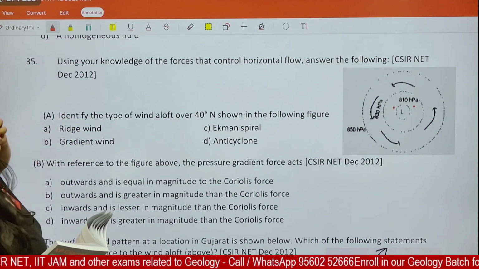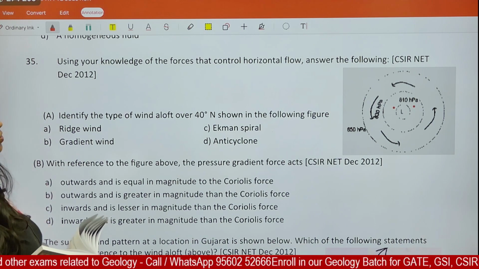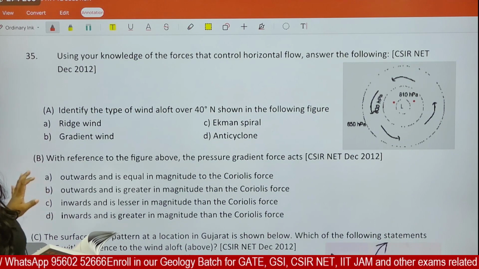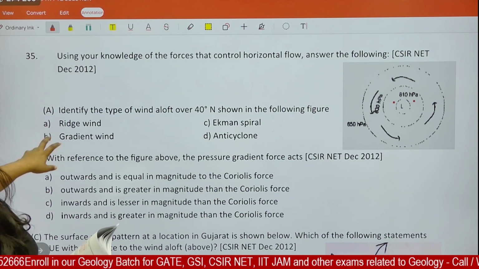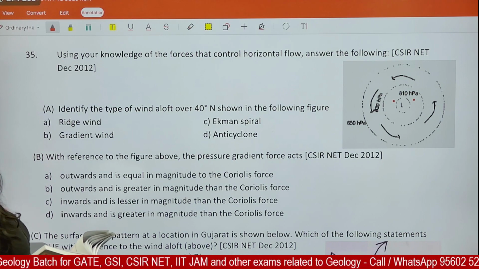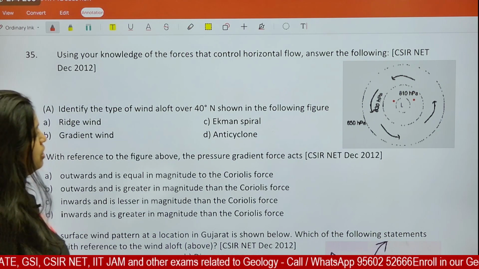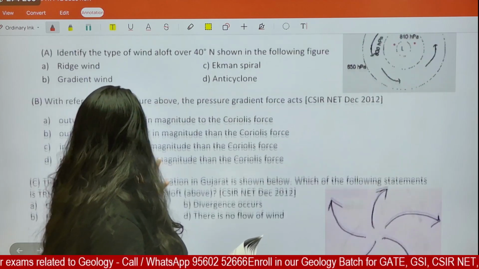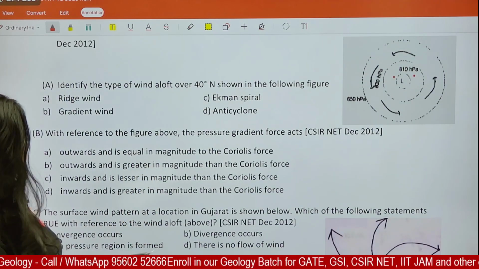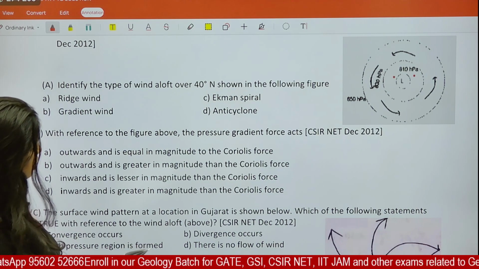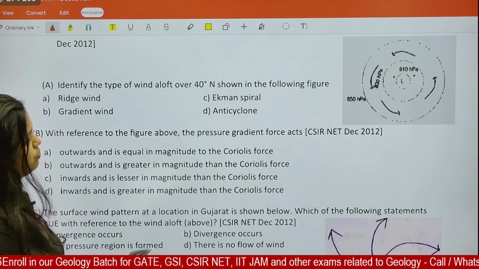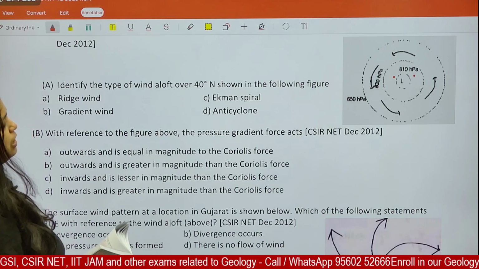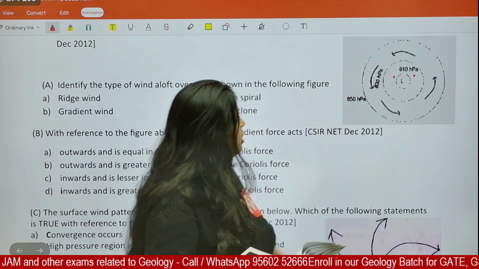Using your knowledge of the forces that control the horizontal flow, answer the following. Question number 35 A: identify the type of wind aloft over 40° north shown in the following figure. This figure is not very clear, but you can see the direction in which it is moving. It's an anti-clockwise direction, and this is the low pressure zone over here.